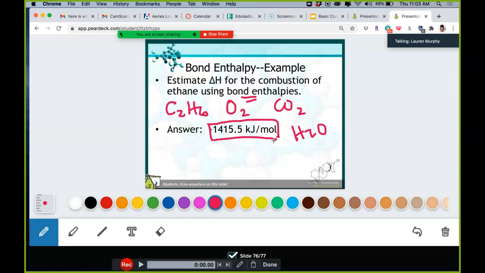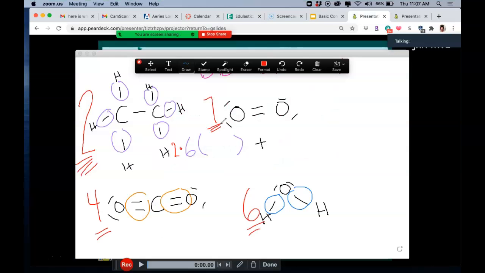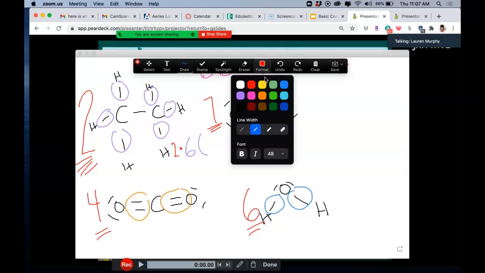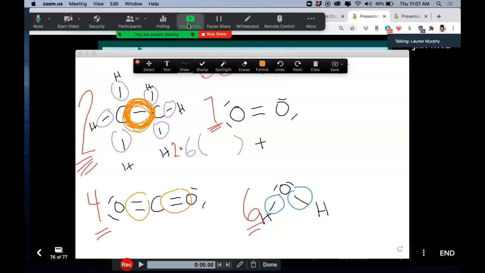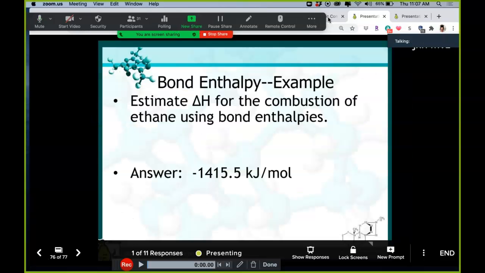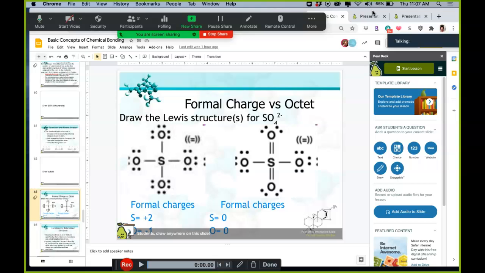I'm trying to color coordinate all the different bonds we have to take care of, and very commonly in combustion reactions with an organic molecule, so many people miss the carbon-carbon bond. Do not forget about the carbon-carbon bond. So look at 1, 2, 3, 4, 5, 6 carbon-hydrogen bonds. You have to look up the carbon-hydrogen bonds. Again, it's on my slideshow.